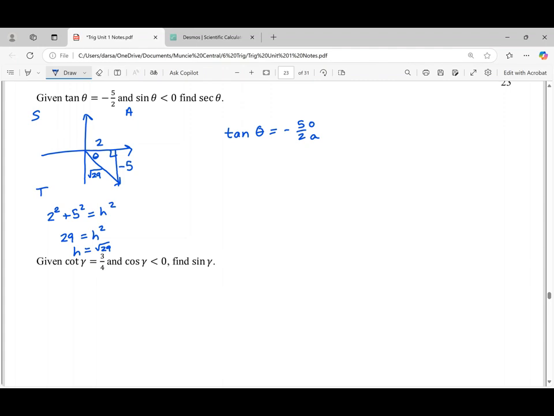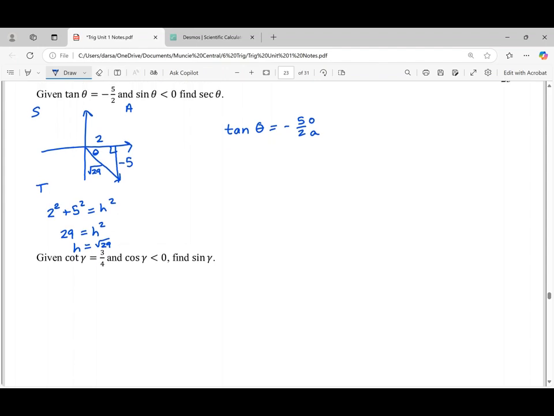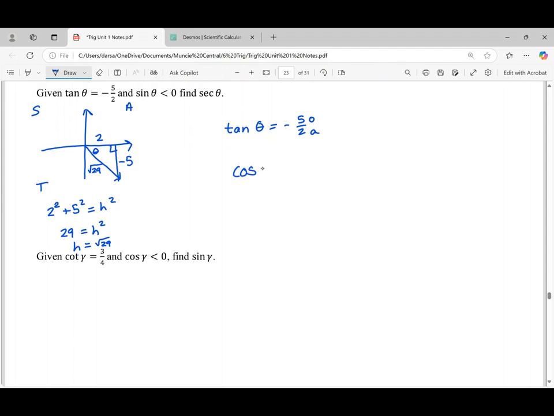Now that we've got our triangle labeled, we need to answer the question. It's wanting us to find the secant. Secant's a little tricky because it's not one of our SOHCAHTOAs. But remember, secant is the reciprocal of cosine. So let's begin by finding the cosine of this angle. What is the cosine of theta? Adjacent over hypotenuse. That is 2 over the square root of 29.